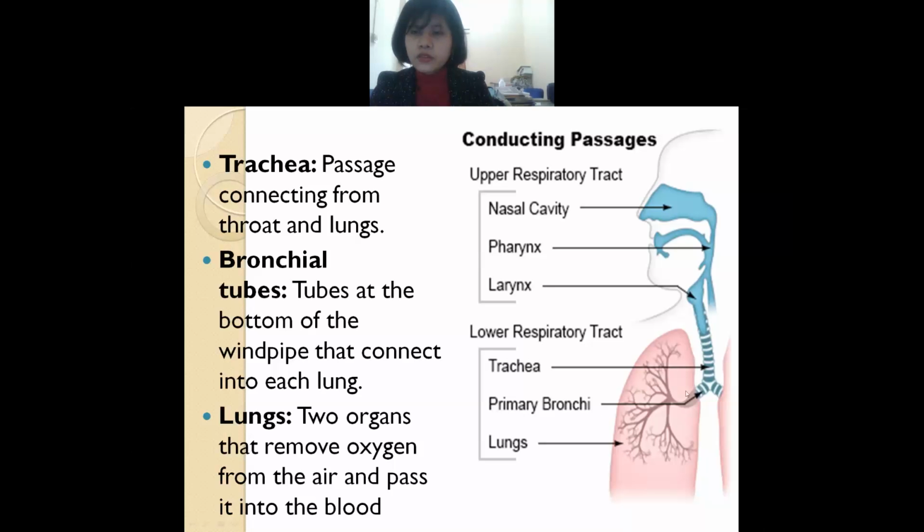Next is bronchial tubes. So bronchial tubes, they are where? They are at the bottom of the windpipe. So there is a windpipe, right? So they are here. I mean they are attached with the lungs. This one and this one. This is known as bronchial tubes.